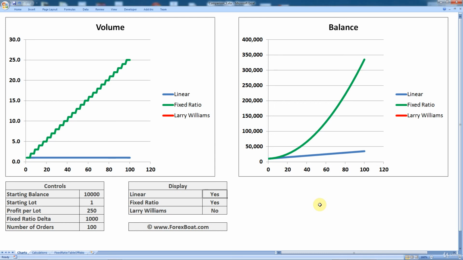Okay, so that was the linear method versus the fixed ratio method. Next time, we're going to add the Larry Williams method into the mix and spice it up a little bit.